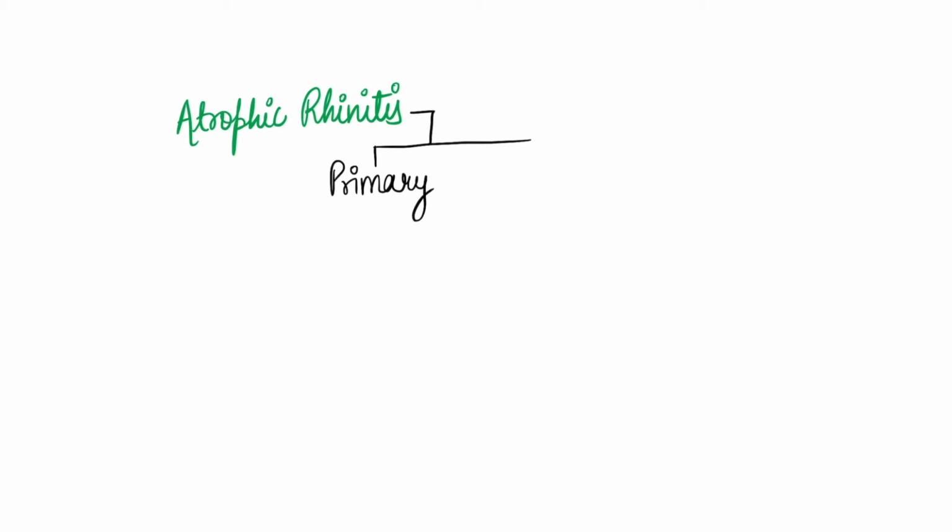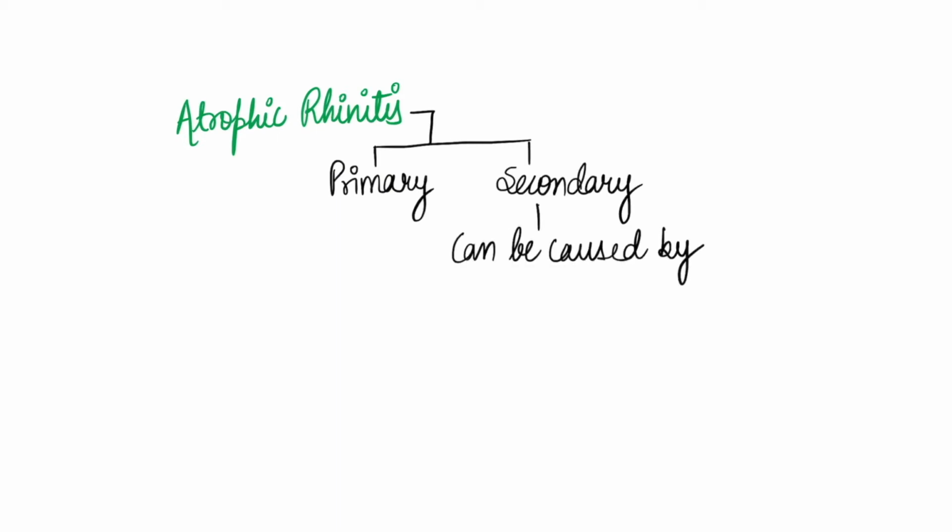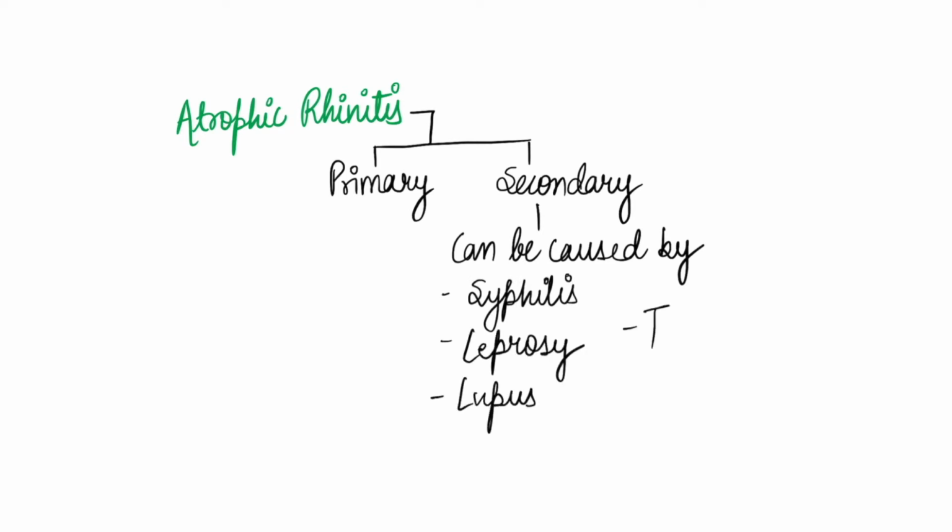Now we are going to talk about the types of atrophic rhinitis. The first one is the primary and the other one is the secondary. Now the secondary one can be due to some secondary infections or diseases. That can be syphilis, leprosy, lupus, tuberculosis, etc. Now the primary one is more important and we are going to talk about the primary atrophic rhinitis.